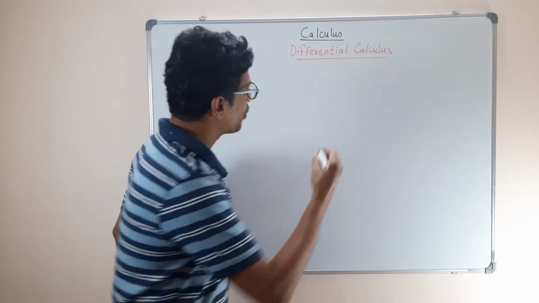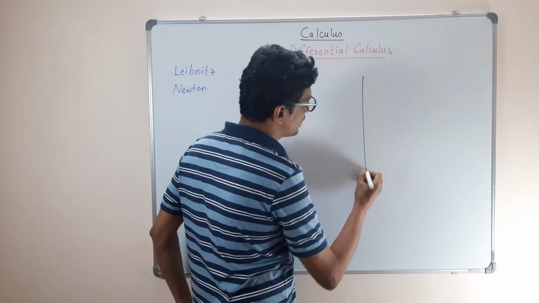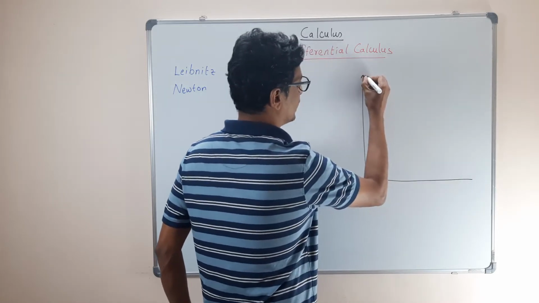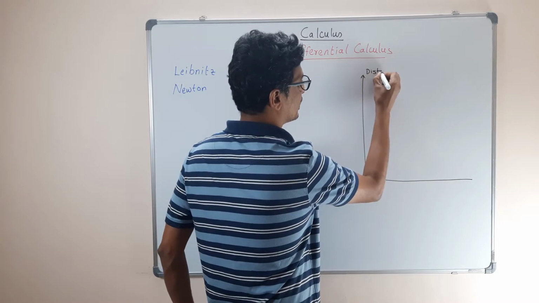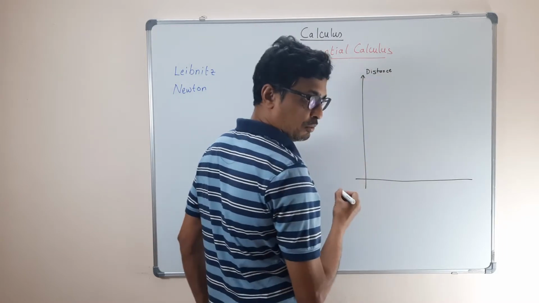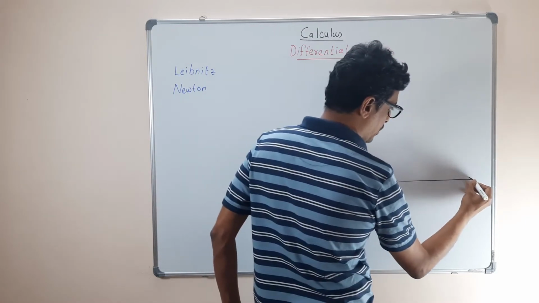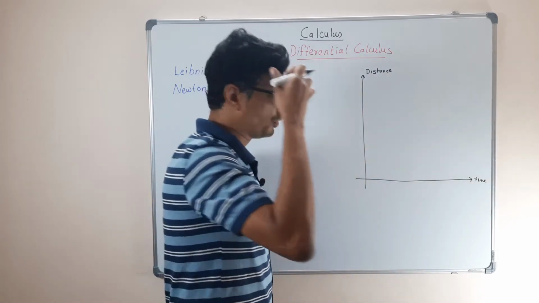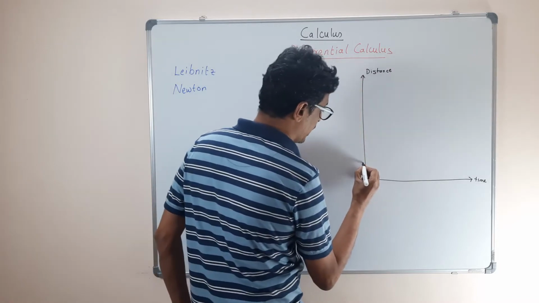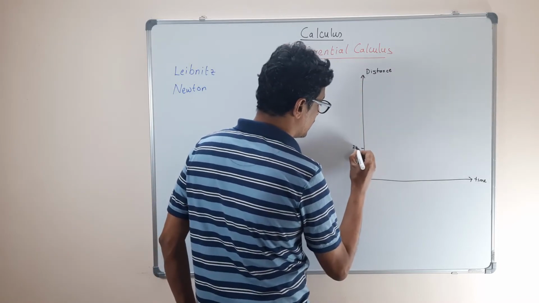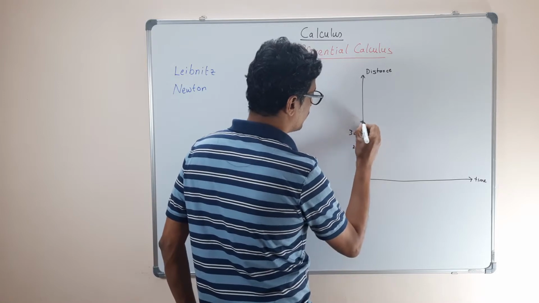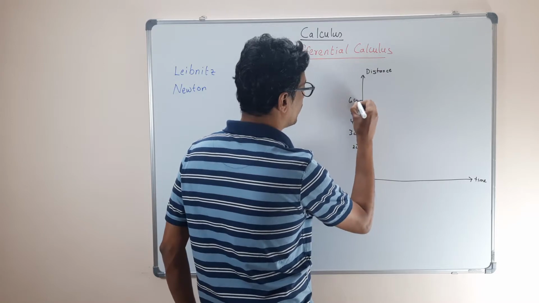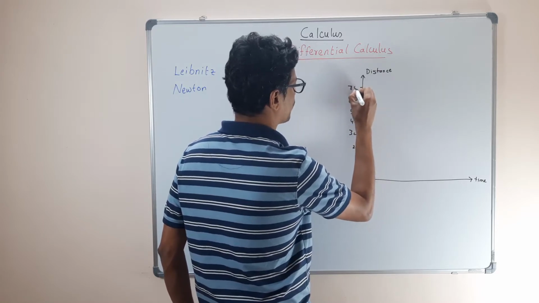I am going to plot the distance from your home on the y-axis. And here I am going to plot the time taken. The distance, I said 100 meters, so let me write it as 10, 20, 30, 40, 50, 60, up to 70. We'll keep it up to 70.